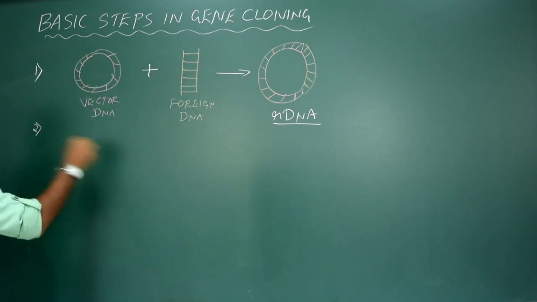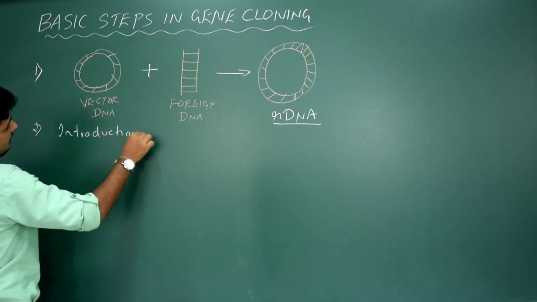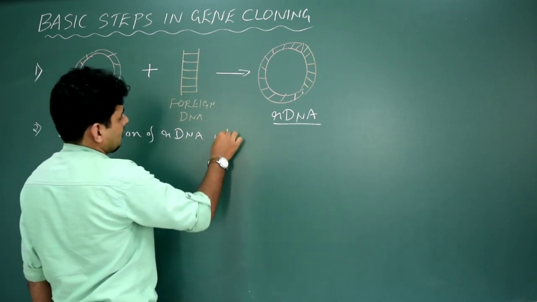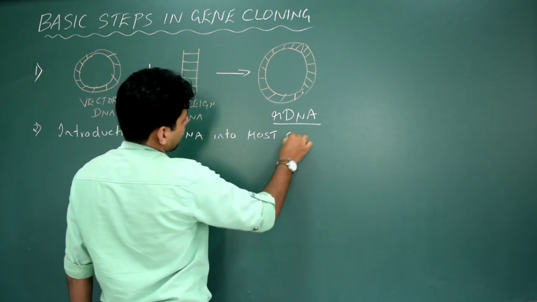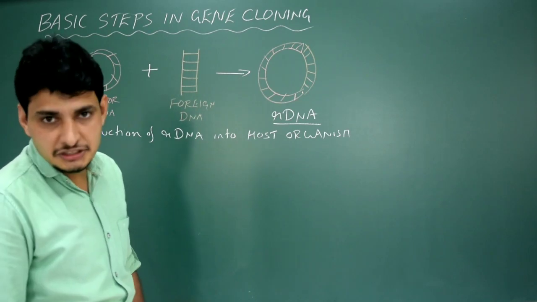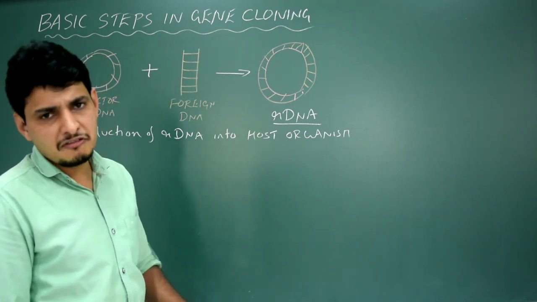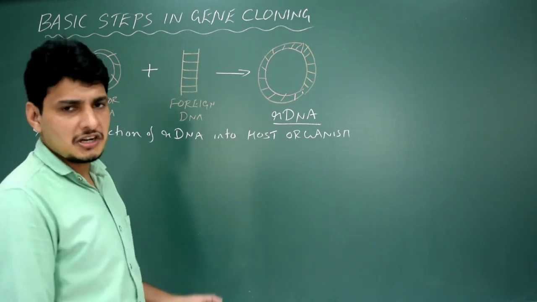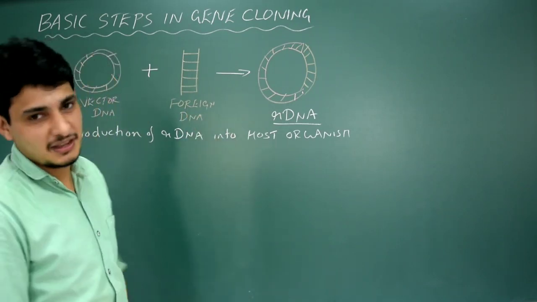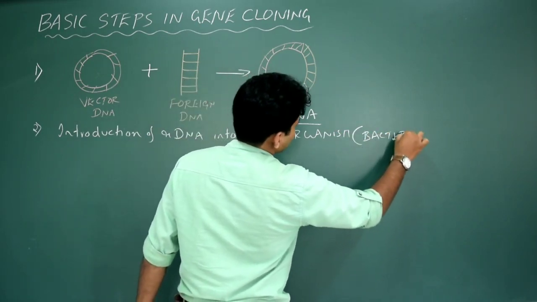the second step is introduction. I have to introduce this recombinant DNA into a host organism. In genetic engineering, the host organism could be a bacteria. Why bacteria? Because bacteria are easy to culture in the laboratory condition, in vitro. Or you can also prefer human cells. The host organism could be human cells, monkey cells, chicken cells, or even bacteria, anything. In this case, I am preferring bacteria, so it will be easy for us to understand.